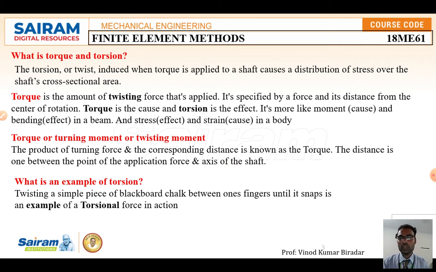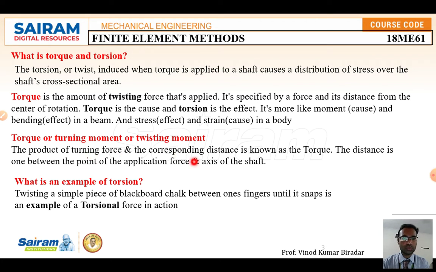If you apply a torque, that is a twisting moment, on any given shaft, it distributes stresses over the entire cross-sectional area of the shaft. Along with that, it induces bending moment, stress, strain, all those things. So this is the definition of torsion. Torsion is nothing but force into distance. The twisting moment takes place in a particular shaft if you apply a torque.